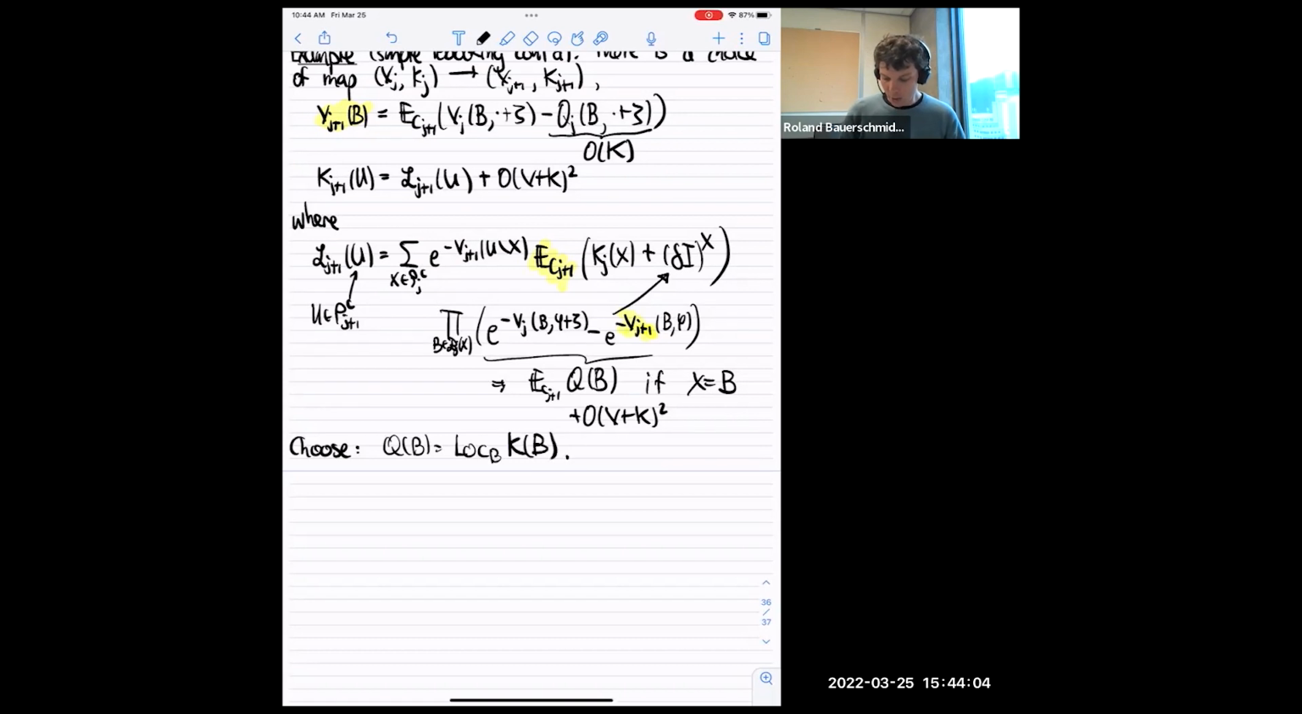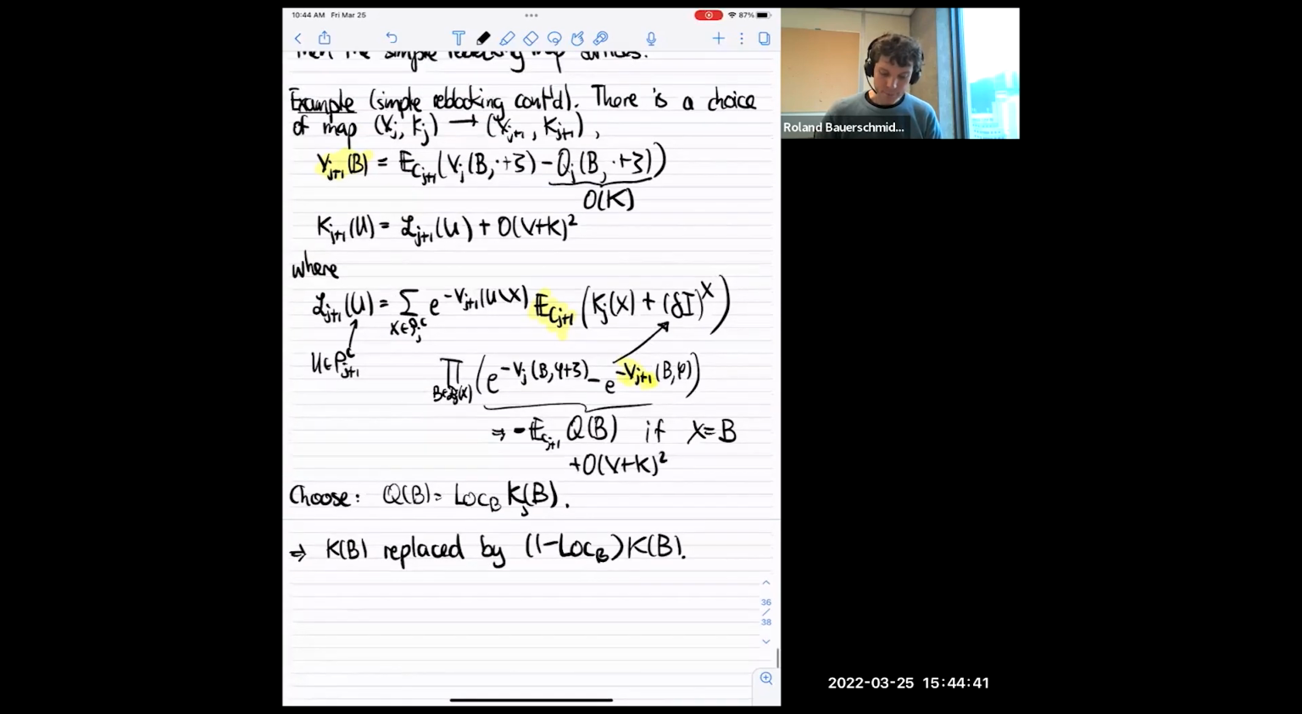What happens then? Well, I guess there's a minus here also, I think. Anyway, you can put a minus or not. I think there's a minus here. So if you choose K of B to be log B of K of B, what does it do? Well, it replaces K of B by 1 minus log. So this is what we wanted. So we get a good estimate for this dangerous term indexed by blocks.